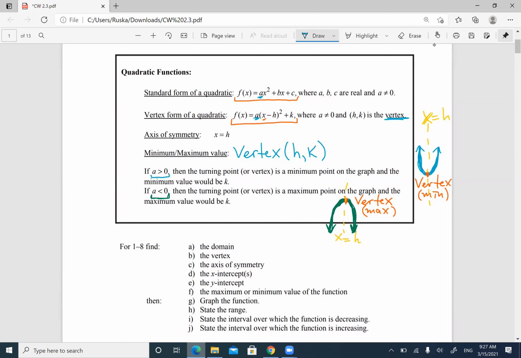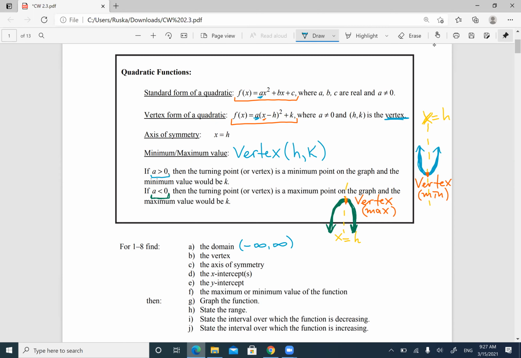So domain is x. And the domain here for any quadratic function, doesn't matter what function you have, domain always is negative infinity to infinity. That's the domain always, okay?